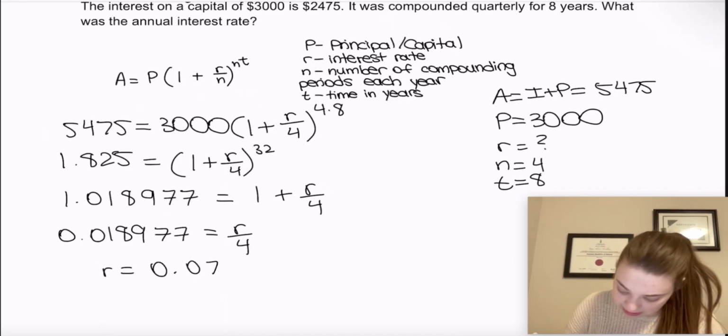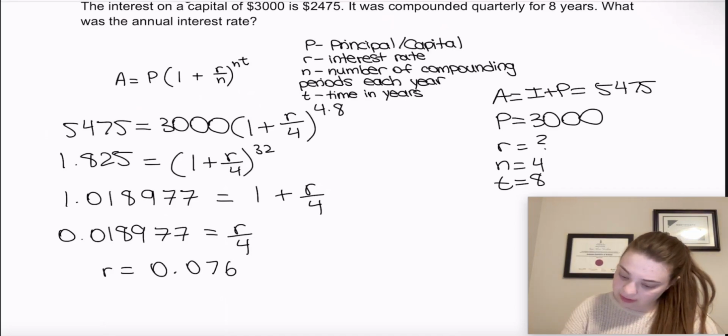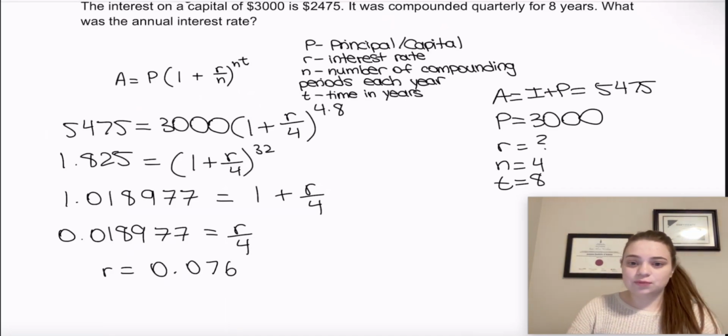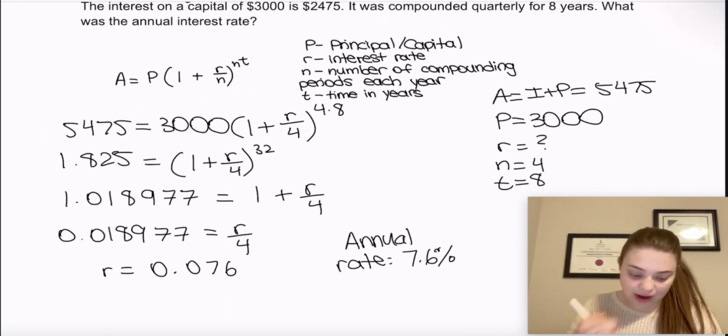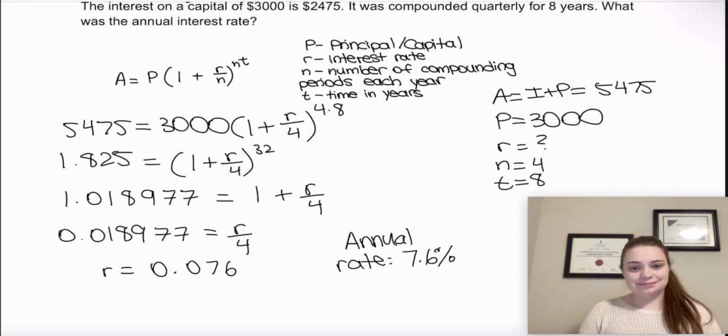0.0759. So we'll just round that up to about 0.076. So therefore the interest rate is 7.6% approximately. So the annual interest rate is about 7.6% rounded to 1 decimal place.